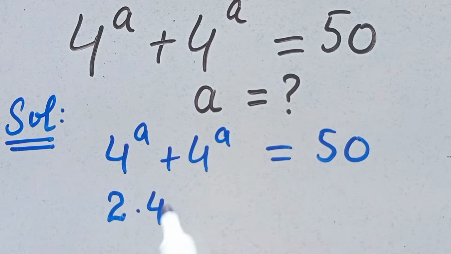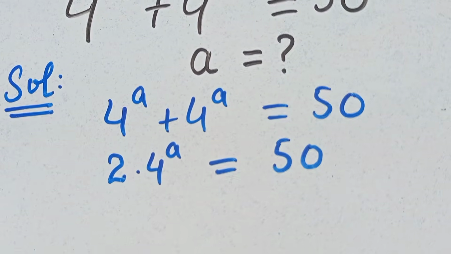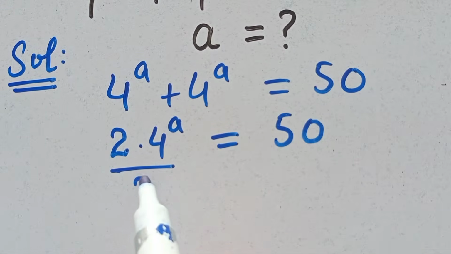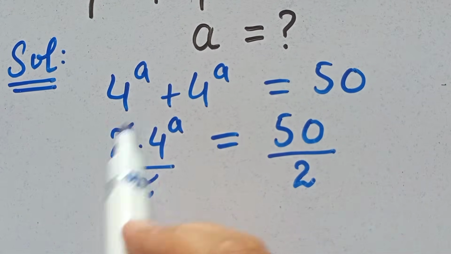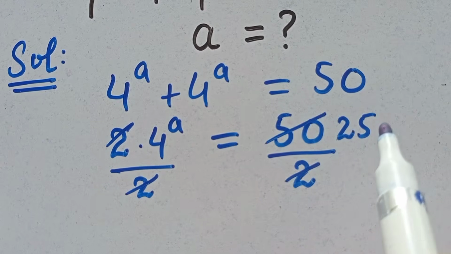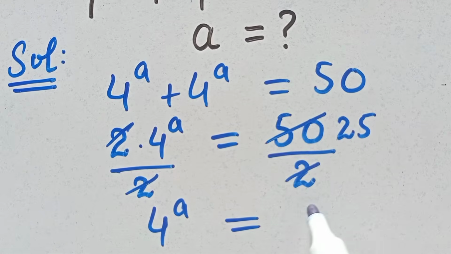Adding both the terms, we will get 2 into 4 power a equals 50. In the next step, dividing 2 on both sides of the equation, that is on the left hand side as well as on the right hand side, 2 and 2 will cancel out. 2 1s are 2, 2 25s are 50. So we are left with 4 raised to the power a equals 25.